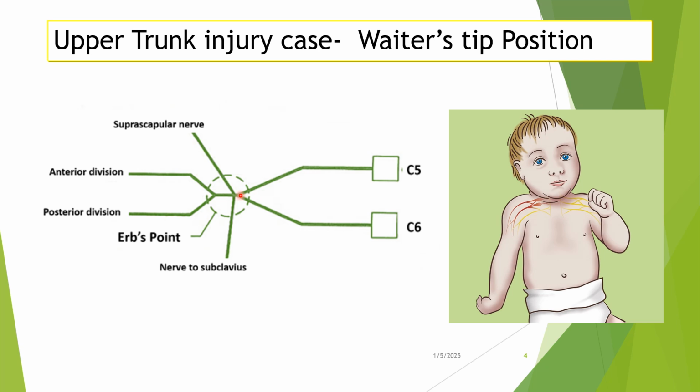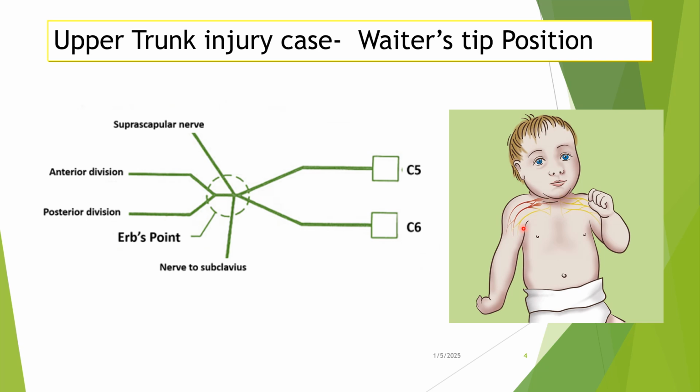Suprascapular nerve supplies the supraspinatus. Supraspinatus is responsible for the initial abduction. Axillary nerve supplies the deltoid. Deltoid is responsible for the abduction between 15 to 90 degrees. Because of the paralysis of supraspinatus and the deltoid, the abduction of the arm is lost, and hence you can see the arm left in the adducted position.